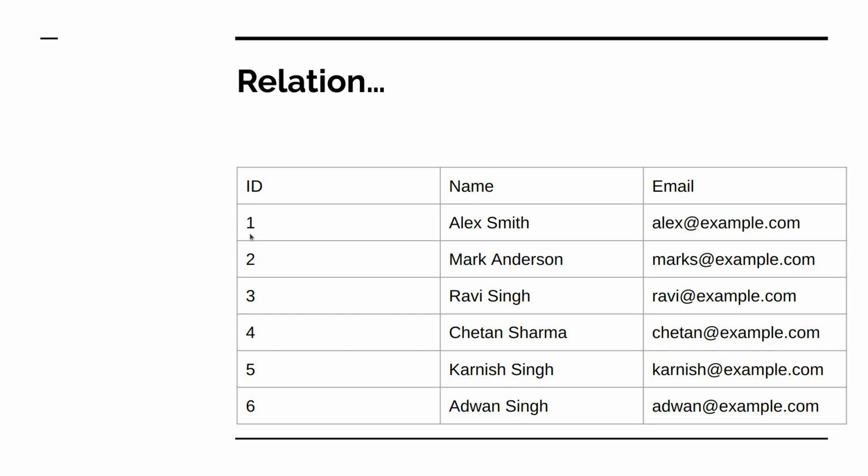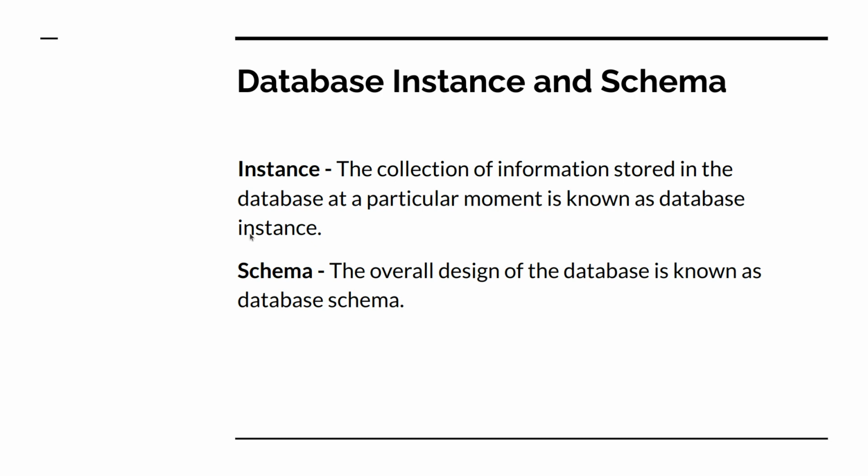For now let's switch to the next terms, which are database instance and schema. So what are database instance and schema? Once you start working with the database, or in more general terms when an application is in use, the database changes over time as data is inserted or deleted. The collection of information stored in the database at a particular moment is known as the database instance, and the overall design of the database is known as the database schema. A database instance changes frequently, but schema changes infrequently.